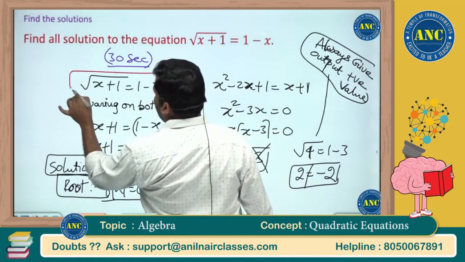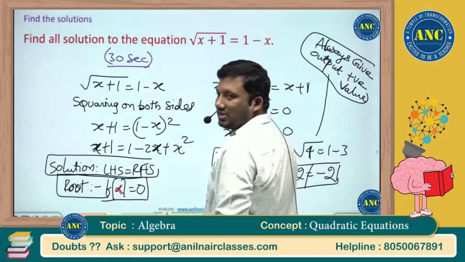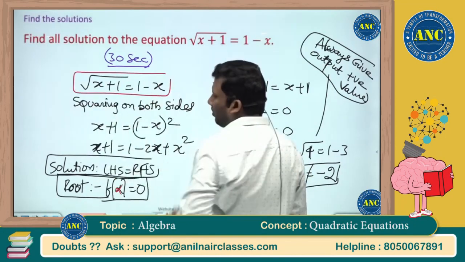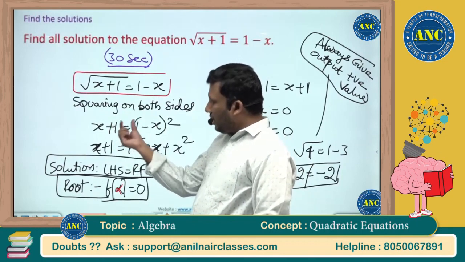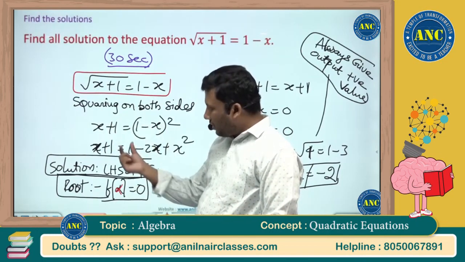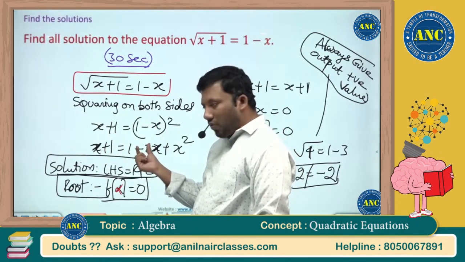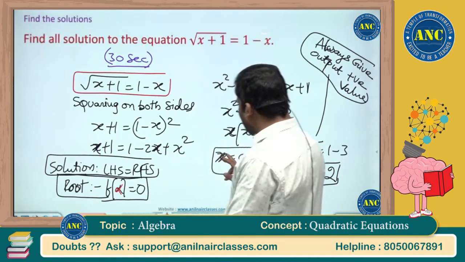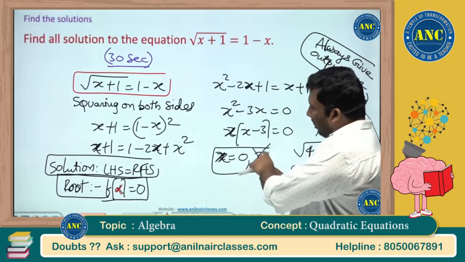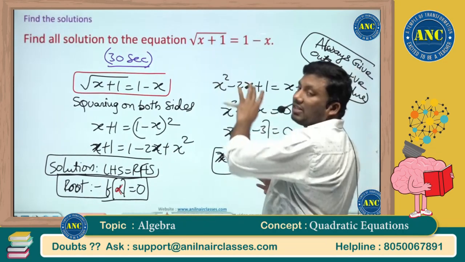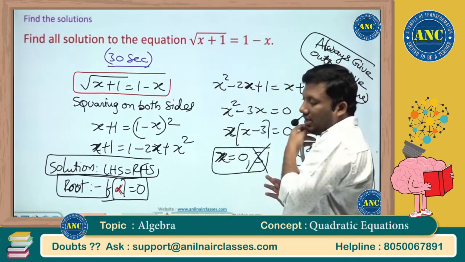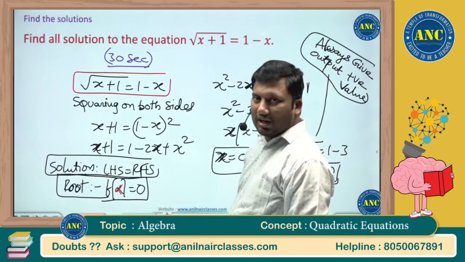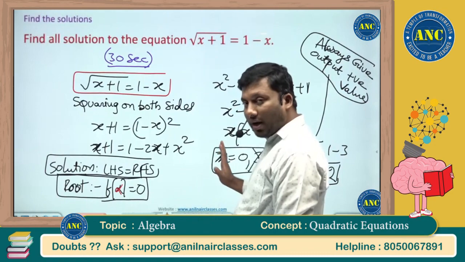Root of x plus 1 equivalent to 1 minus x. Squaring on both the sides, x plus 1 equivalent to 1 minus x whole square, so x plus 1 equivalent to 1 minus 2x plus x square. From here we got x equivalent to 0 and 3. If I substitute 3, left hand side is 2, right hand side is minus 2. Left hand side is not equivalent to right hand side.